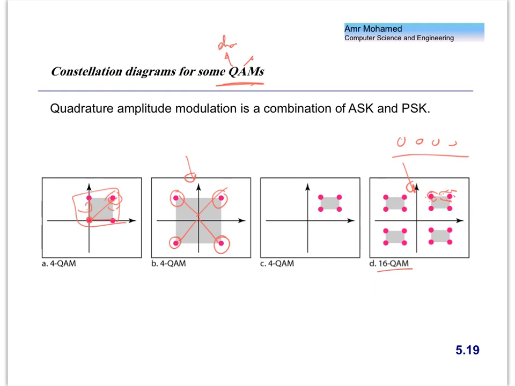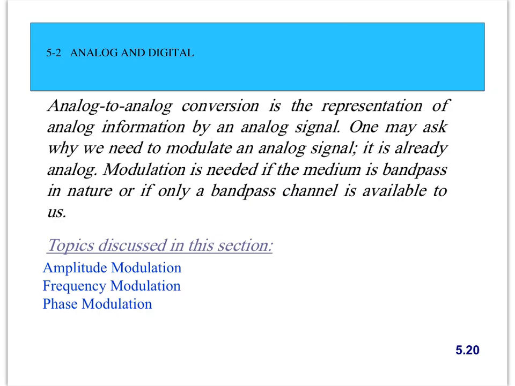What is the most commonly used now? 16 and 64. So typically, we use 16 QAM and 64 QAM. Okay? Any questions?